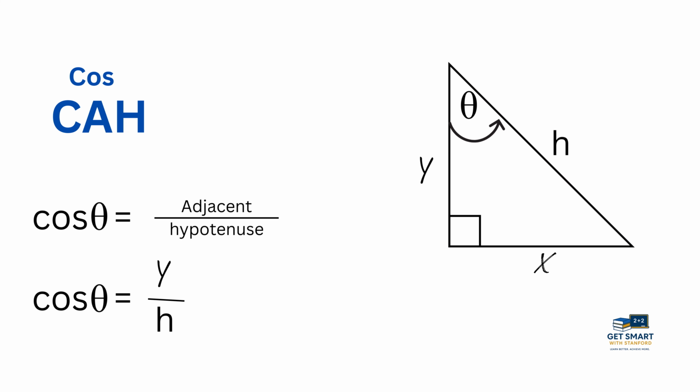CAH. This is cos equals adjacent over hypotenuse. Adjacent is the closest side to the angle of reference, but not the hypotenuse. In this particular case, cos equals adjacent y over hypotenuse x.